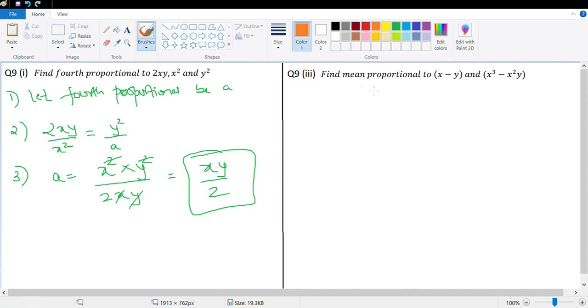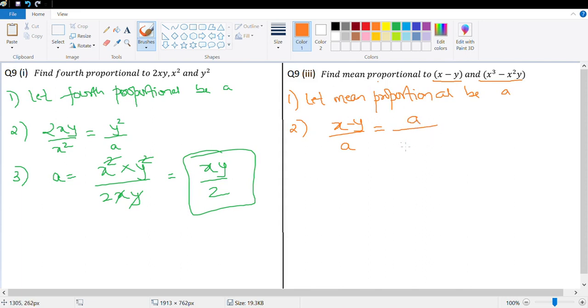The next one is question number 9 part 3. It says mean proportional to these two terms. So we need to figure out the mean proportional. So let the mean proportional be A. So what we have is x minus y upon A is equal to A upon x cube minus x square y. I notice x square is common between these, so let's write it in this form. X minus y upon A is equal to A upon x square times x minus y.